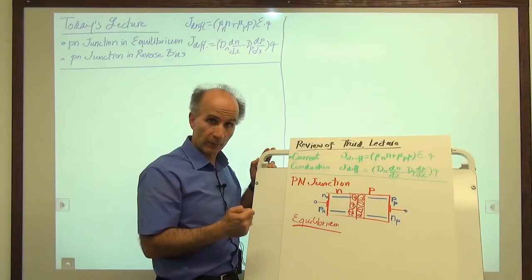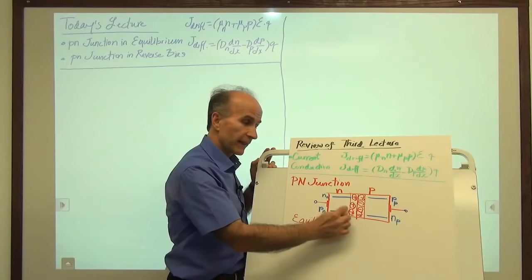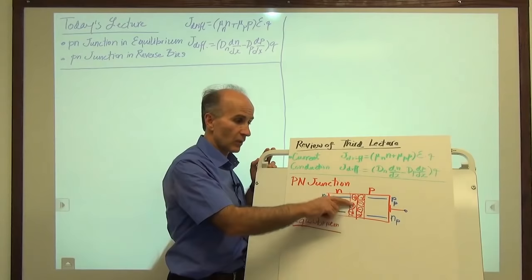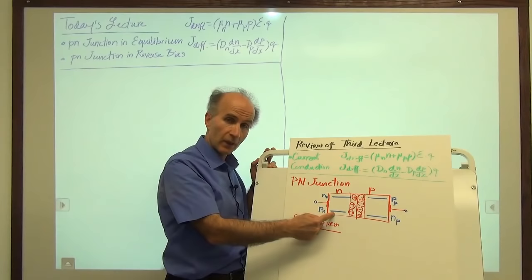Okay, so an electric field is formed in this area. This region has no mobile charge carriers because all of the mobile carriers left. The electrons in this region went to the right, the holes in this region went to the left. So it's called a depletion region because it is depleted of free charge carriers.